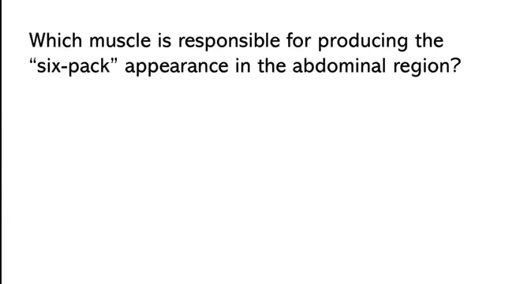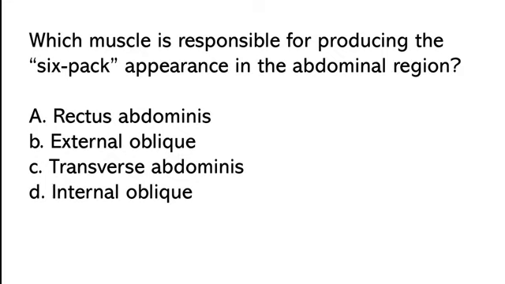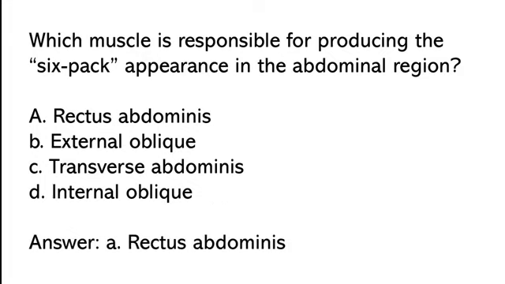Which muscle is responsible for producing the six-pack appearance in the abdominal region? Rectus abdominis, external oblique, transverse abdominis, internal oblique. So the correct answer is option A, rectus abdominis.